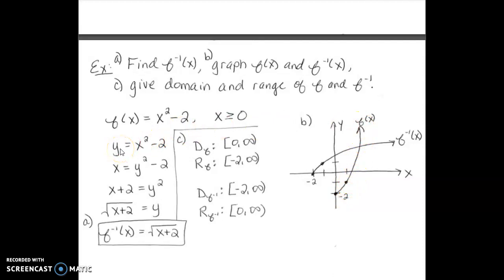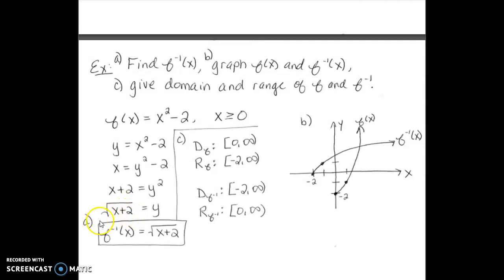All right, so then we're going to find the inverse. Change f of x to y, we get y equals x squared minus 2. Interchange x and y, so x equals y squared minus 2. Solve for y, so we add the 2 to the other side, x plus 2 equals y squared. Then we square root both sides, so when we square root here, we just get y. When we square root here, we get the square root of x plus 2.